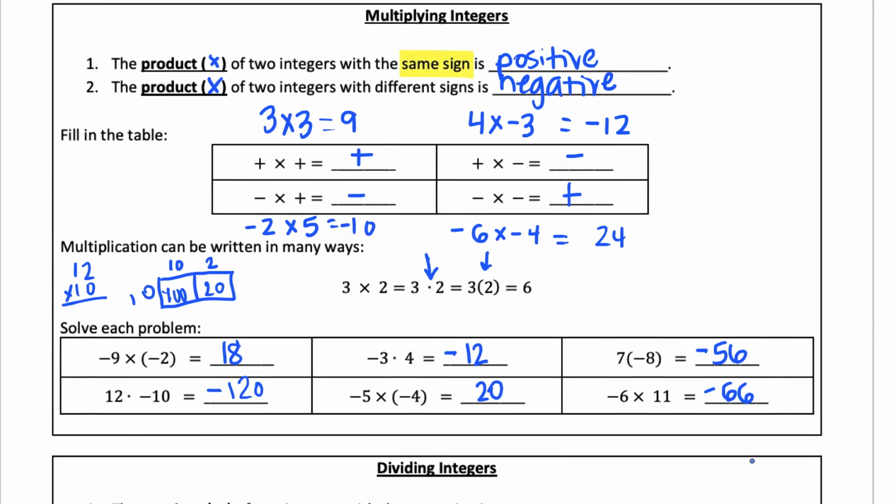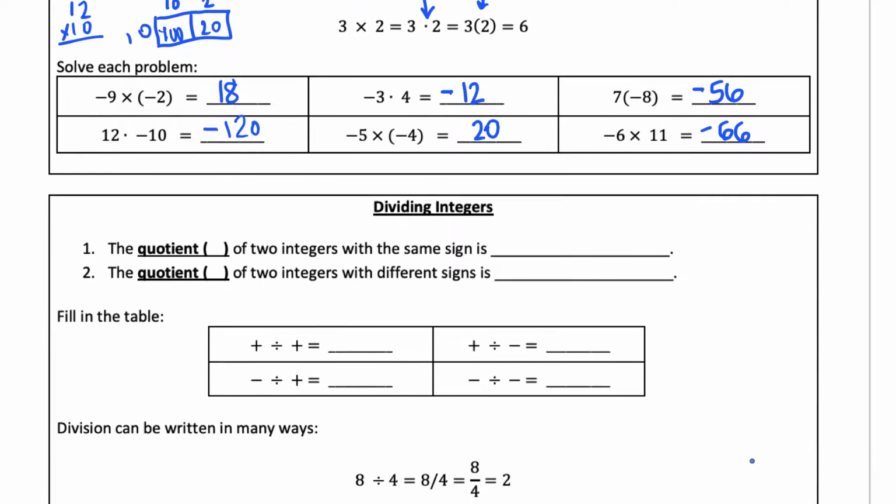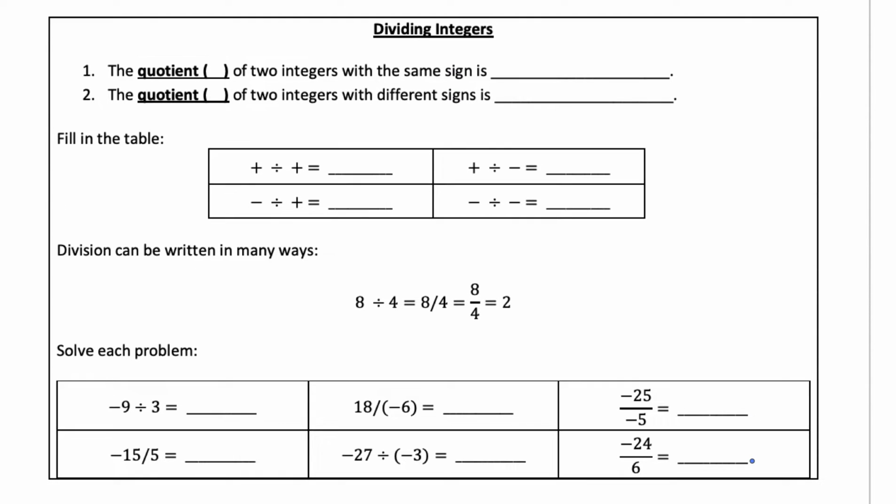Now the awesome thing about multiplying and dividing integers is that the rules are the same. So the only thing that's going to change here is that we're going to be doing some division instead of multiplying. But the quotient, or the answer to the division problem of two integers with the same sign, just like above, if the signs are the same, the answer is positive. And if the two integers have different signs, then the quotient will be negative.